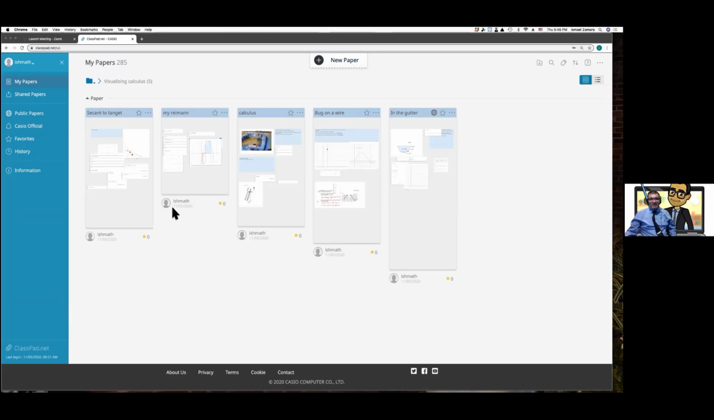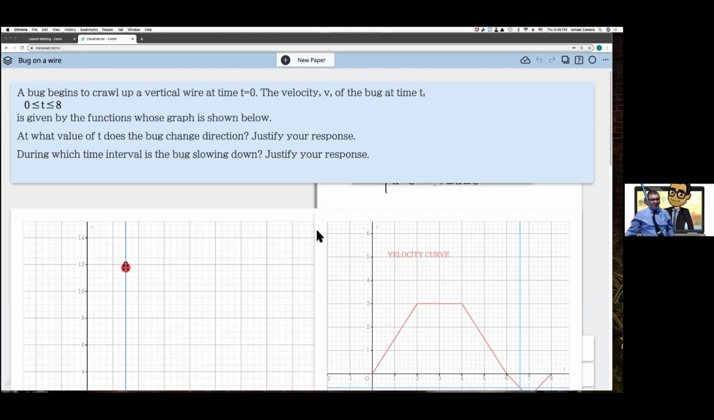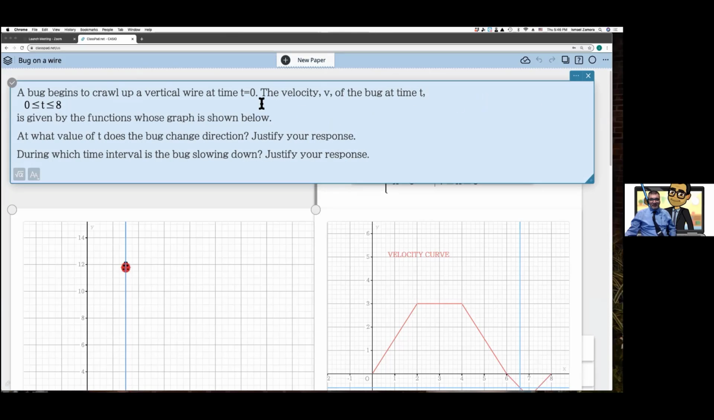All right. Next, let's go with the classic bug on a wire problem. This problem, when I was in calculus, really bothered me because all it would give me is the top stuff in the blue sticky up here. And it says a bug begins to crawl up a vertical wire at time equals 0. The velocity, which is v, of the bug at time equals t, between 0 and 8 seconds, is given by the function whose graph is shown below. So, okay, I have a velocity curve here.